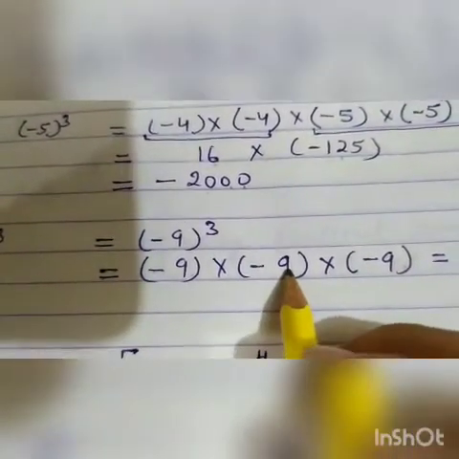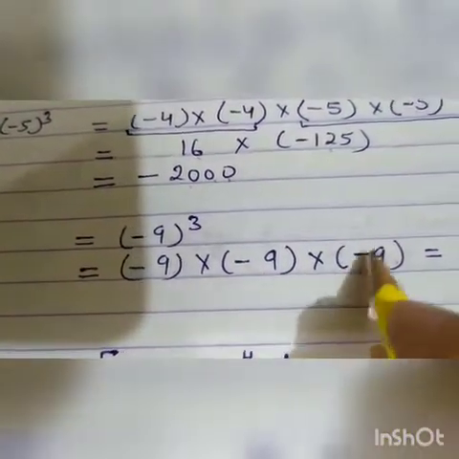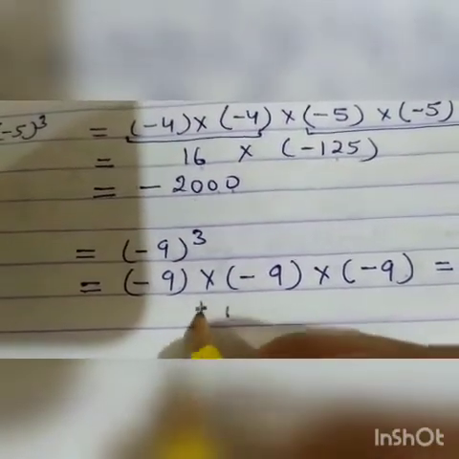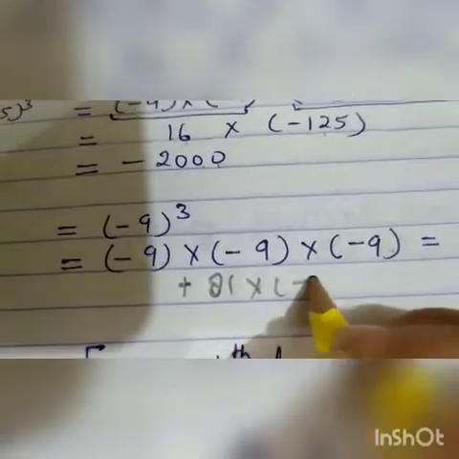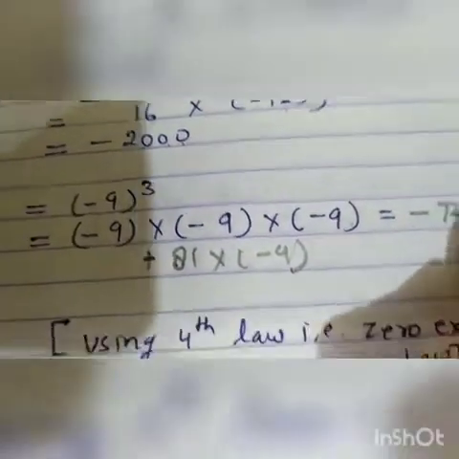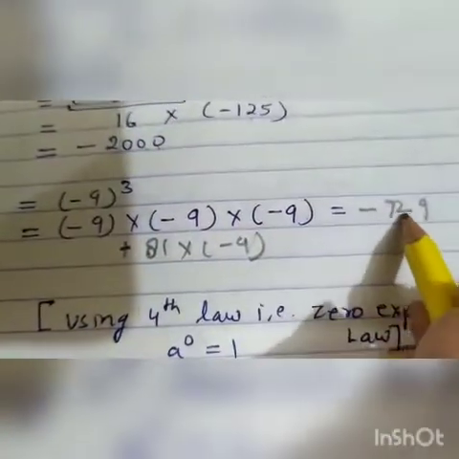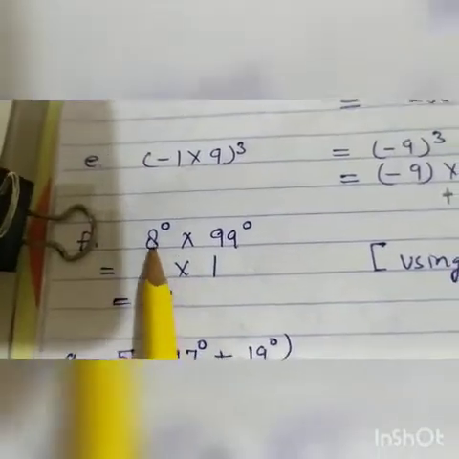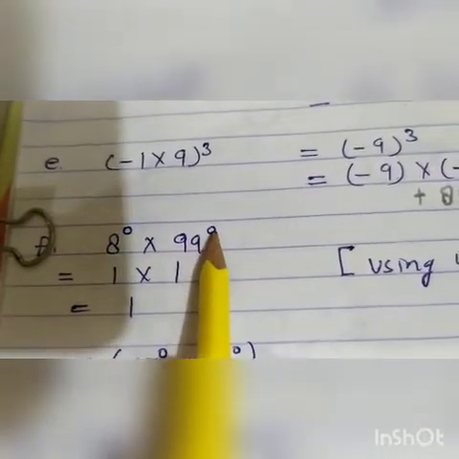9 nines are 81, plus 81 multiplied by minus 9. It will become 9 ones are 9, 9 eights are 72. Minus 729.